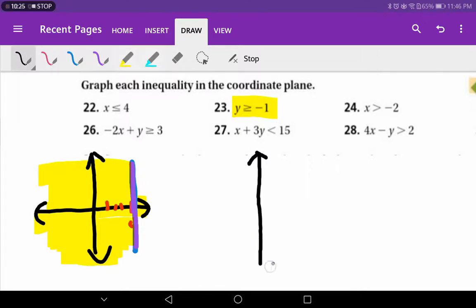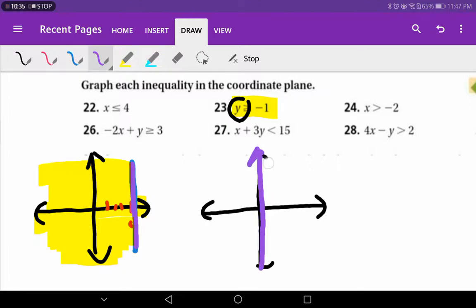Now 23, we are here. Again, I draw like this. Easy, yes? And because it is Y, I color the Y. Okay, this is the Y-axis, just to refer, okay? So we have to move here. Don't confuse. Because it is Y, I have to move here, yes? It is -1, so it is down. Here is the -1. Then I will draw a solid line because of the equal sign.